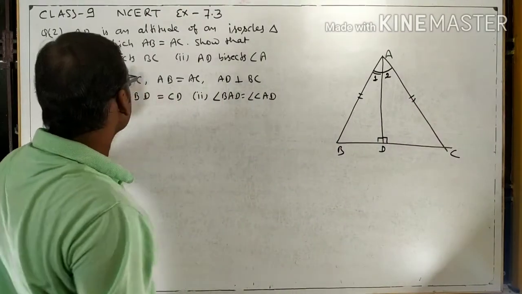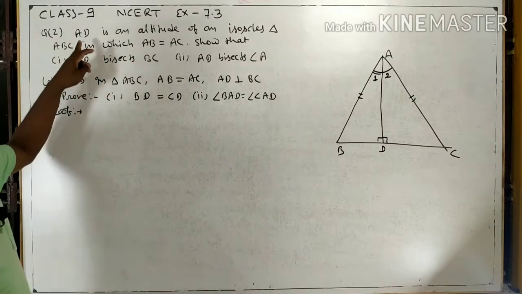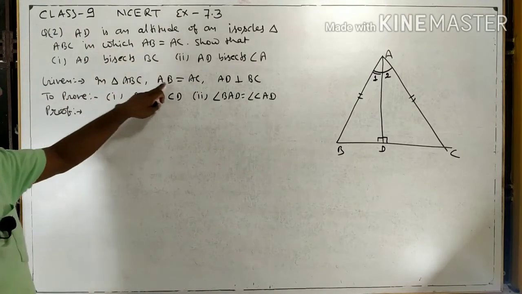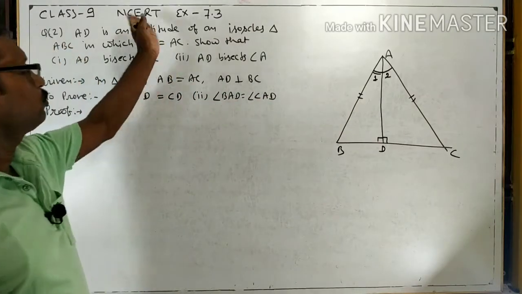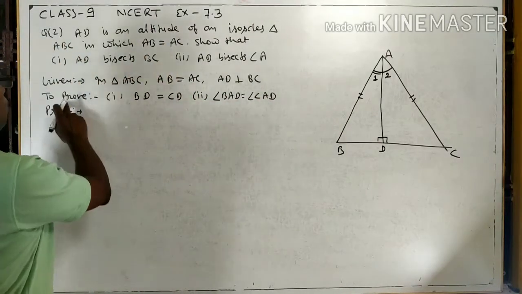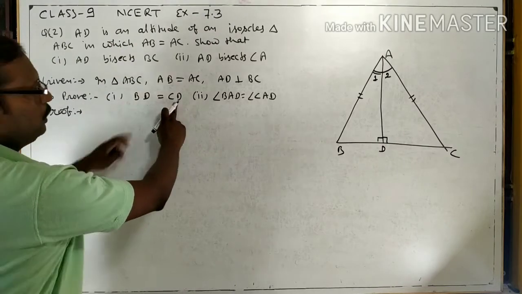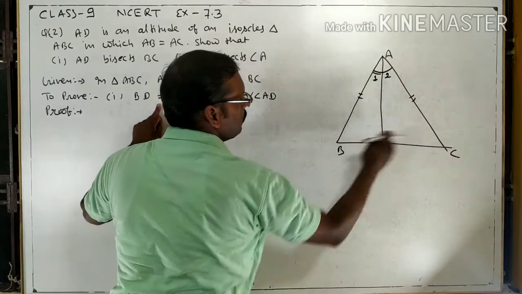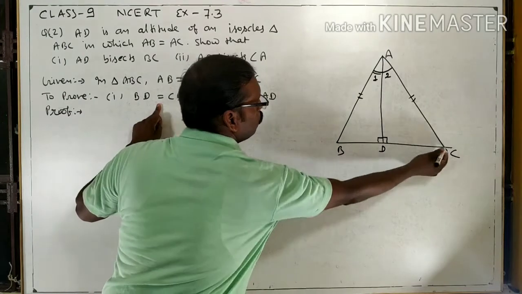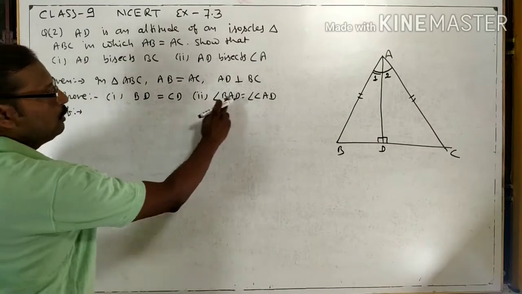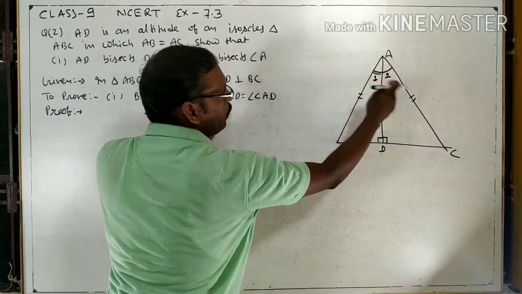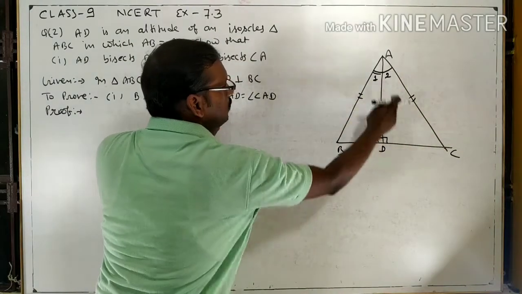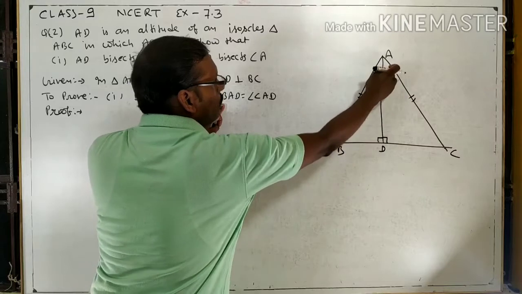So first we write given. In triangle ABC, AB equal to AC, and AD perpendicular BC, it is given in the question. You have to write down to prove BD equal to CD. AD bisects BC means BD equal to CD. And second, BAD equal to CAD. BAD means angle 1 and CAD means angle 2, so that AD bisects angle A.